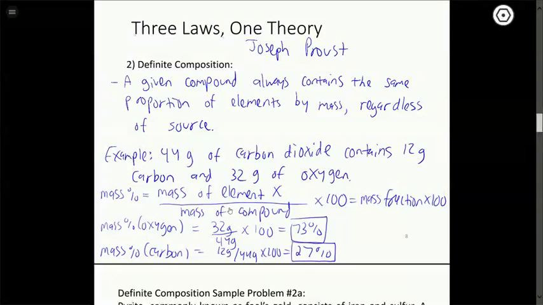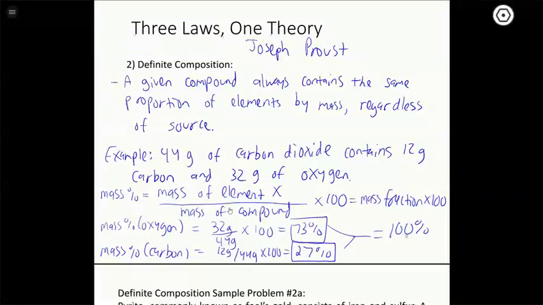What you will notice, and what should always happen, is that the sum of all of the mass percents has to equal 100. Okay? This time we only had two elements, so we have two percentages that add together to be 100.